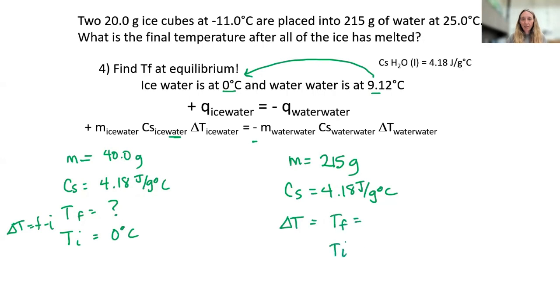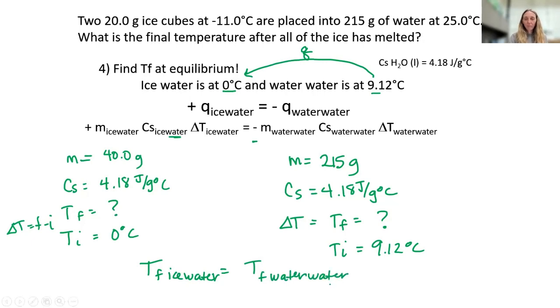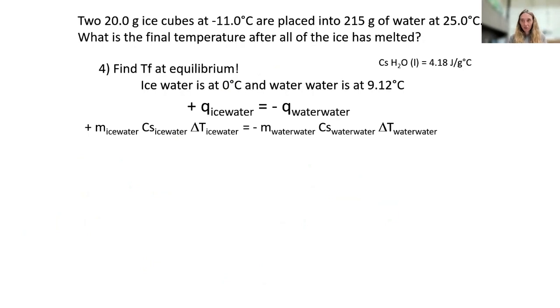final minus temperature initial. My initial temperature is now 9.12 degrees Celsius, and my final temperature is what I'm going to find, right? So the water is going to give heat to the ice water, right? It's going to keep giving heat until those final temperatures are equal. So the final temperature of the ice water is going to equal the final temperature of the water.